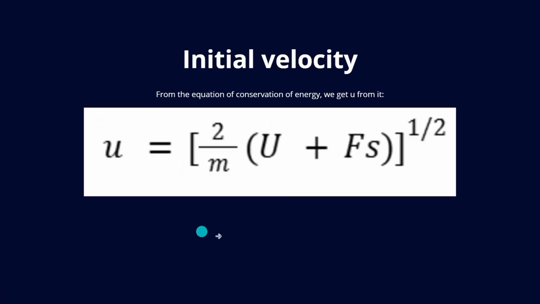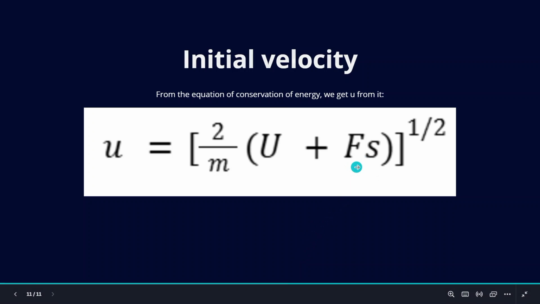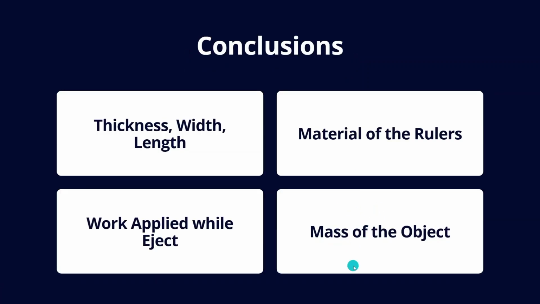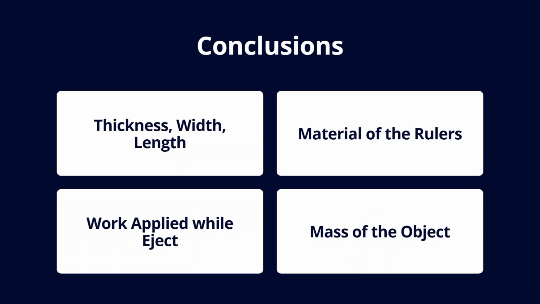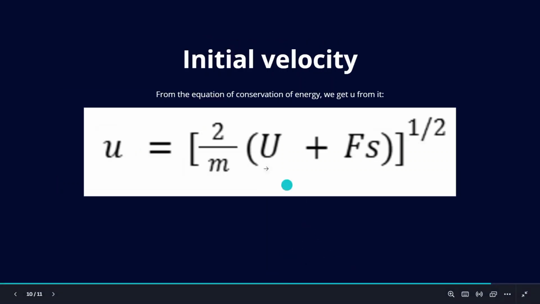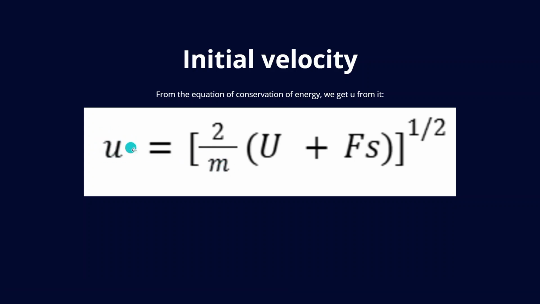And there's the mass of the ball or the object that is included, because if the mass is too much, it's going to cause the velocity to decrease.